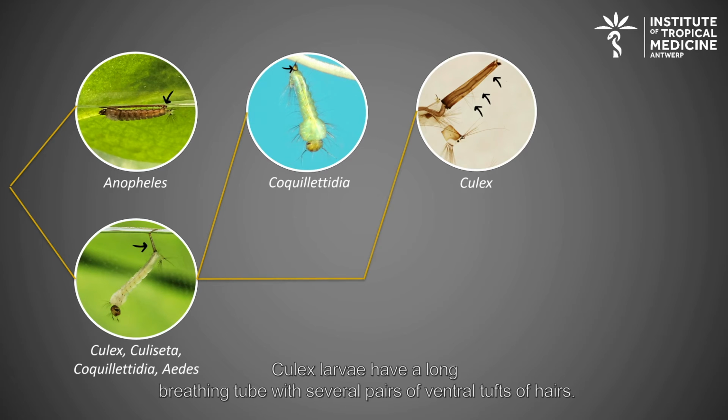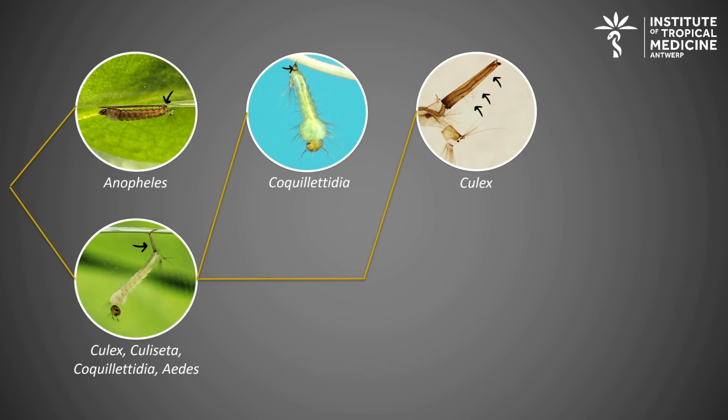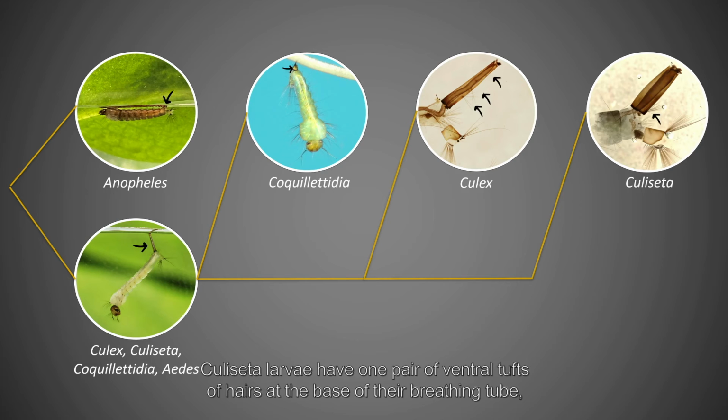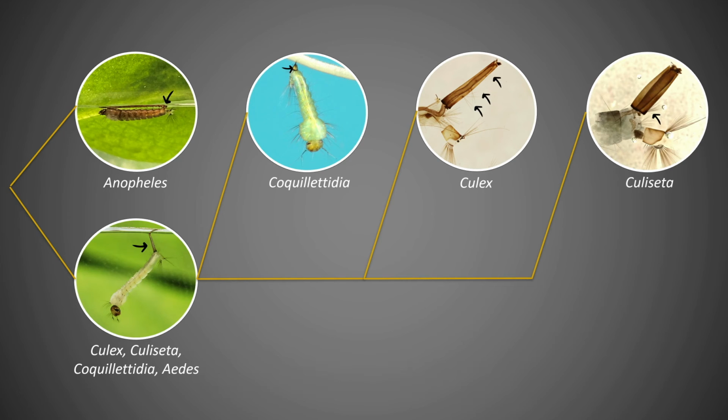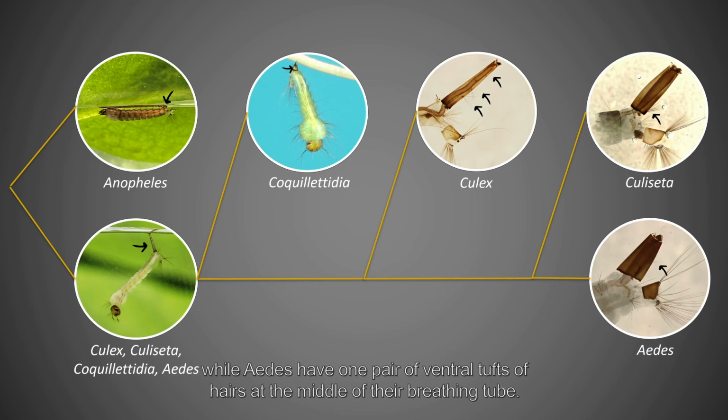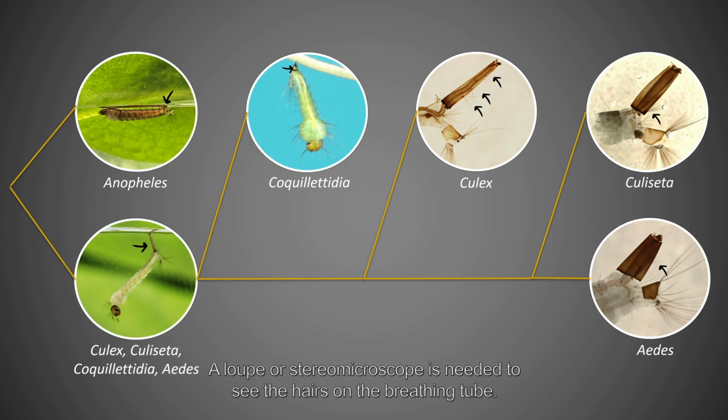Culex larvae have a long breathing tube with several pairs of ventral tufts of hairs. Culiseta larvae have one pair of ventral tufts of hairs at the base of their breathing tube, while Aedes have one pair of ventral tufts of hairs at the middle of their breathing tube. A loupe or stereo microscope is needed to see the hairs on the breathing tube.